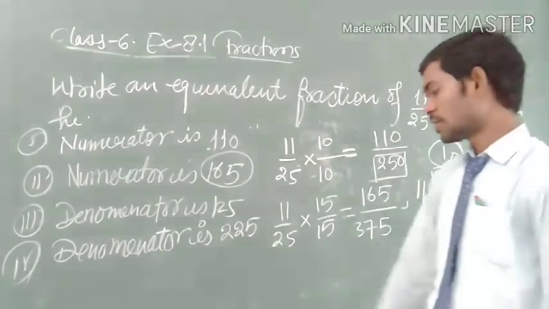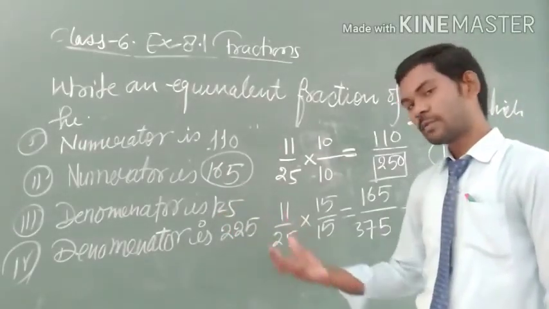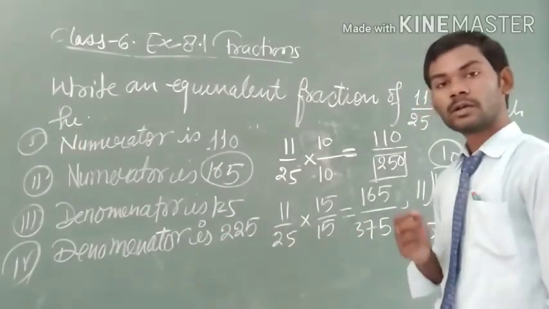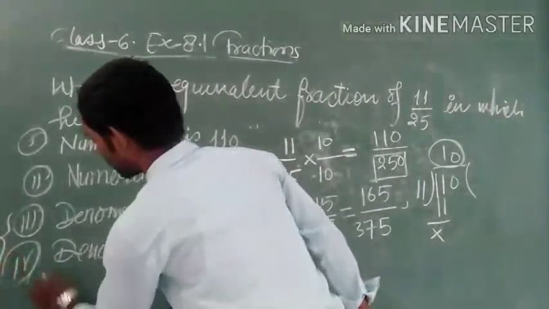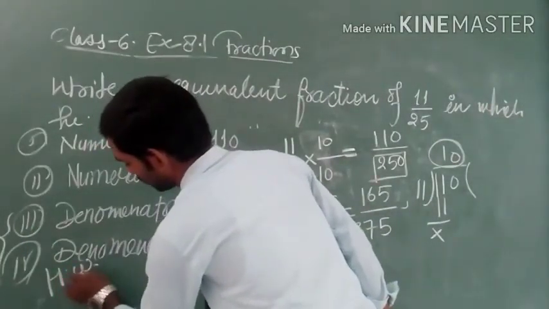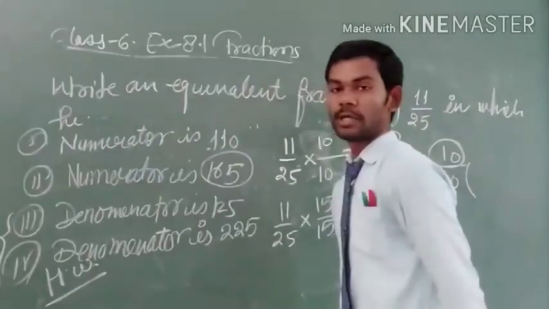Similarly, you will solve the question in which the denominator will be 125. So these two remaining questions will be your homework and you have to solve them by yourself.